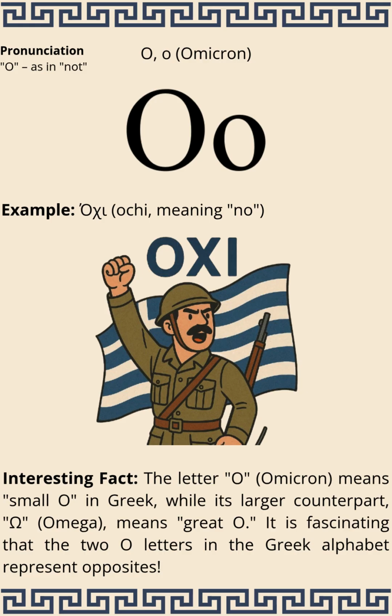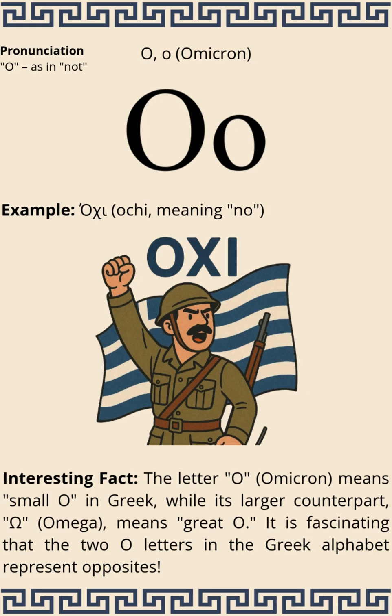Then we have the letter O, okay, this is, as we say, Omicron. A fun fact about this, and you can see it also in the interesting fact: the letter O, Omicron, means the small o in Greek, while its larger counterpart, Omega, as in the watches, means great O. So basically it's O, micron, micro, means small in Greek, and omega, mega, like big. So we have the small O and the big O.